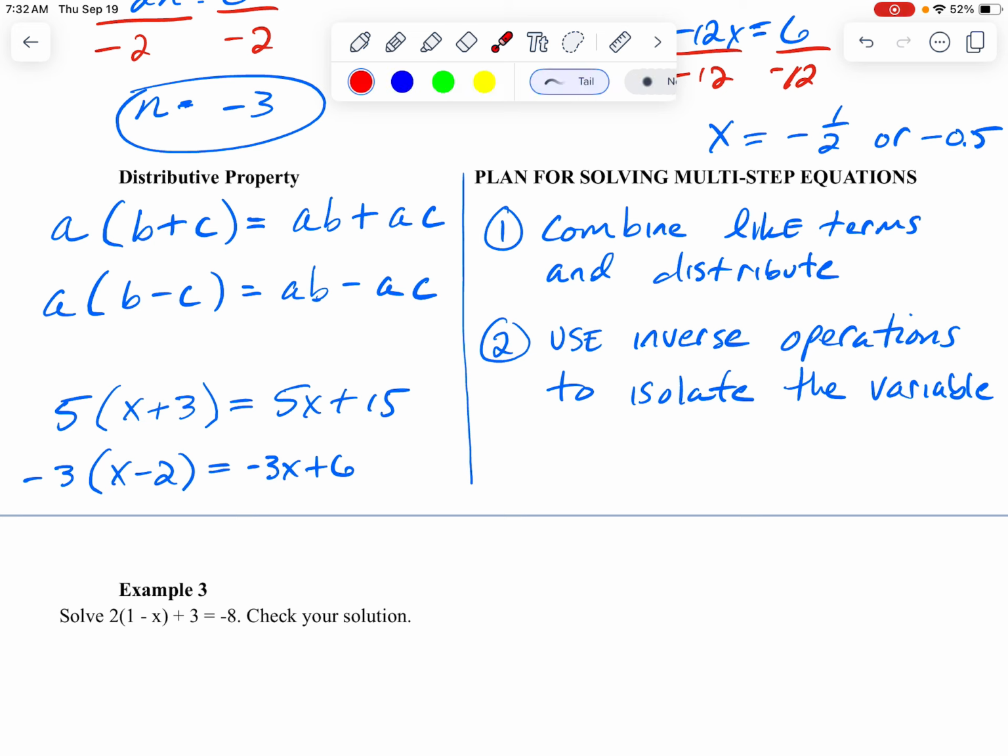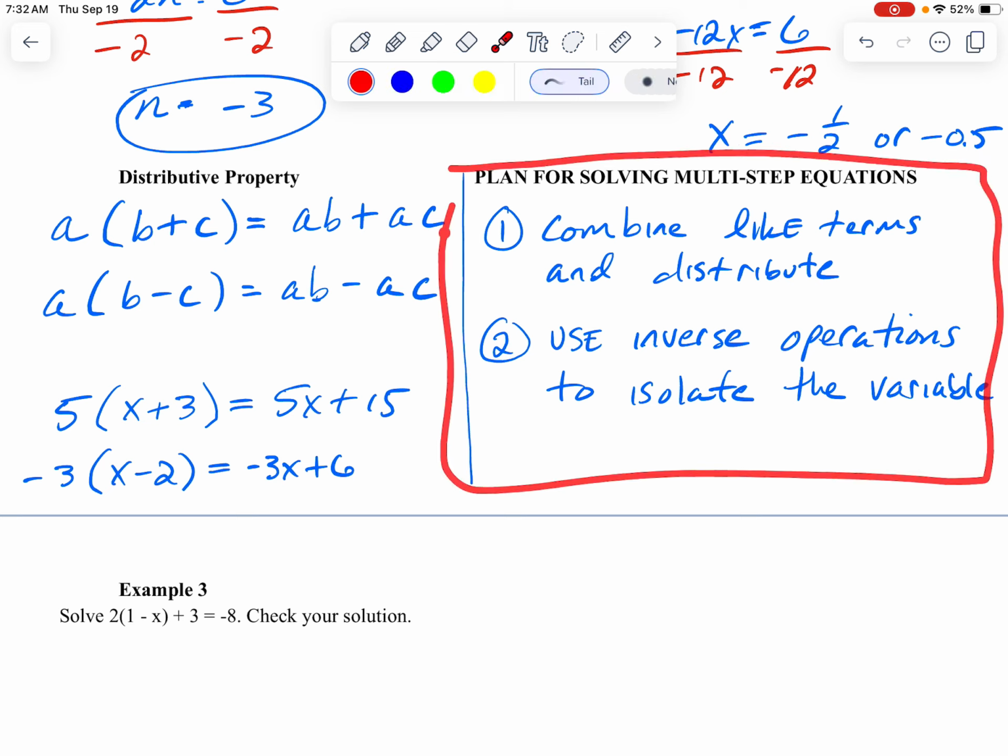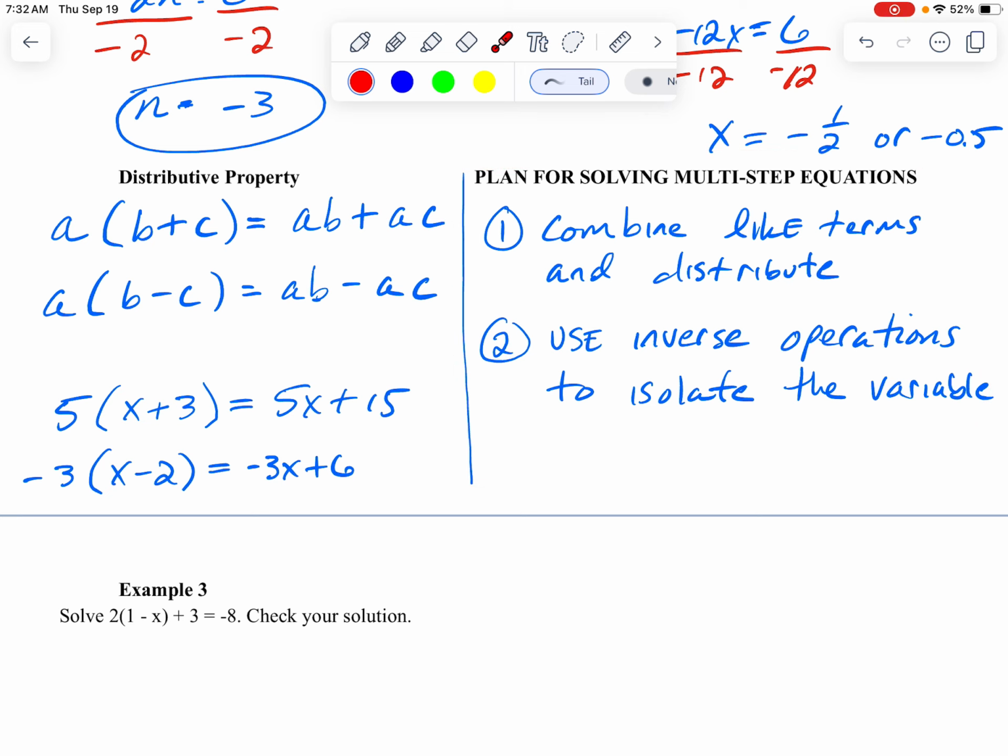So moving on, when we're solving these multi-step equations, we want to look for these two things first: combine like terms and distribution. Can I do either of those things? Do I need to do that? And then once I do, I can start using our inverse operations to isolate the variable.